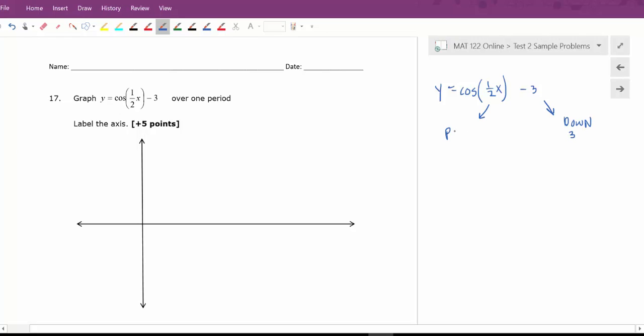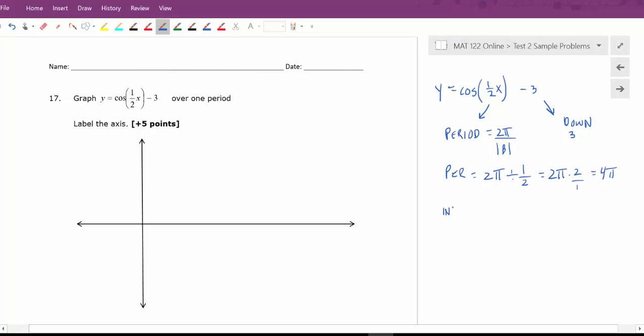So the formula for the period is 2 pi over b, and b is 1/2, so we're going to say for the period, we're going to get 2 pi divided by 1/2. So that's going to be 2 pi times 2 over 1, so that's 4 pi.